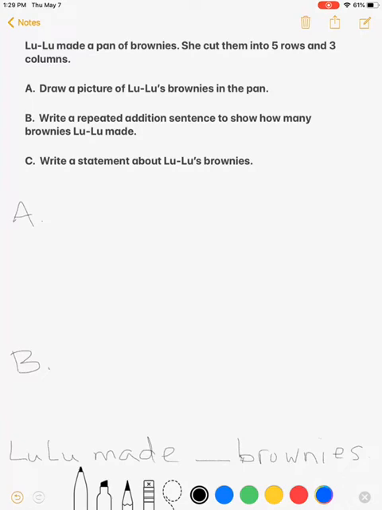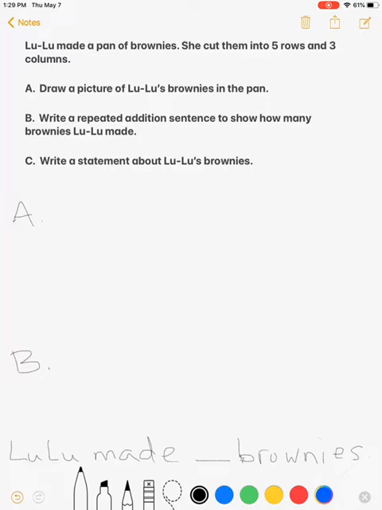So here's the problem. Lulu made a pan of brownies. She cut them into 5 rows and 3 columns. I'm going to pause for a moment, and I'm noticing it says 5 rows and 3 columns. I know rows go side to side or left to right, and columns go up and down. One way that I can remember that is in the word column, there's the letter L, and L's go up and down. Or I could think of rows, like at a movie theater. I might say, hey, I saw the new movie and I was sitting in the first row. Rows go left to right. So she made a pan of brownies and cut them into 5 rows and 3 columns.